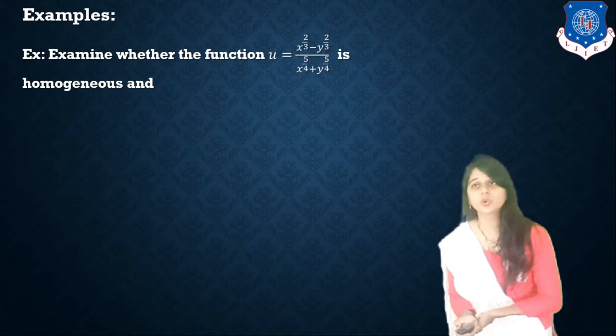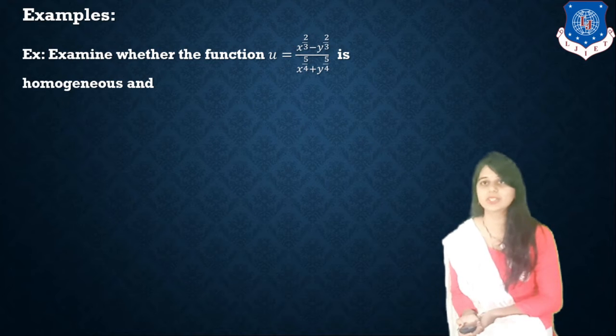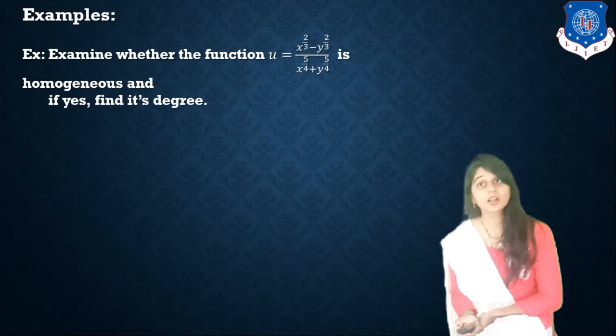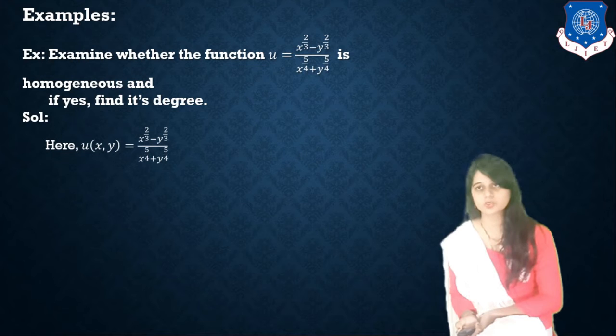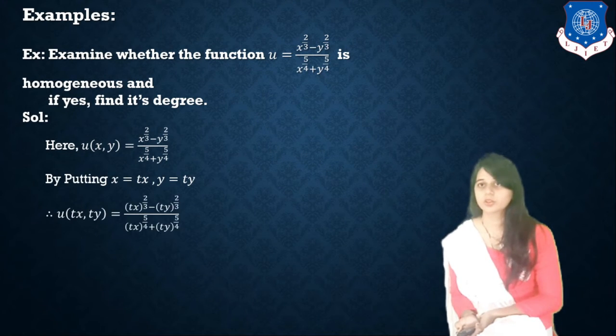Examine whether the function u equal to x raised to 2 by 3 minus y raised to 2 by 3 upon x raised to 5 by 4 plus y raised to 5 by 4 is homogeneous, and if yes, then find its degree. Here u equals f of x, y. Put x equal to tx and y equal to ty. So we get (tx) raised to 2 by 3 minus (ty) raised to 2 by 3 upon (tx) raised to 5 by 4 plus (ty) raised to 5 by 4.